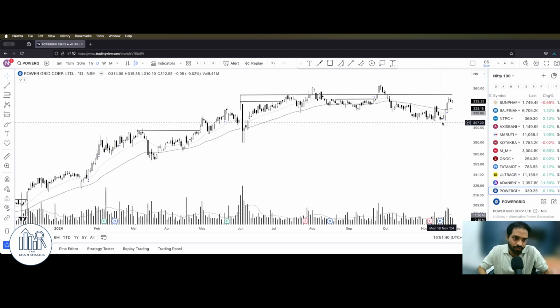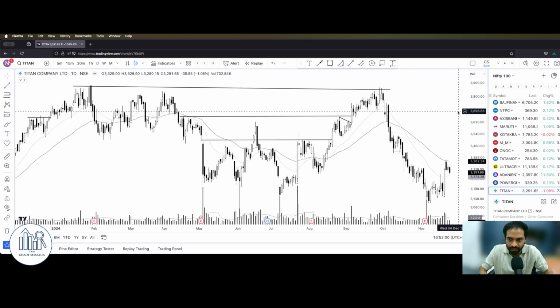Again, Power Grid, unlike other PSU stocks, is fairly holding up in the correction. It has reached its pre-correction levels, but there has been no movement since June. As of now, it is waiting for some change in fundamentals or some change in sentiment. Titan, if you remember, looks something like Bajaj Finance, no trend. It tried to come up, and it gave most of its gains back.